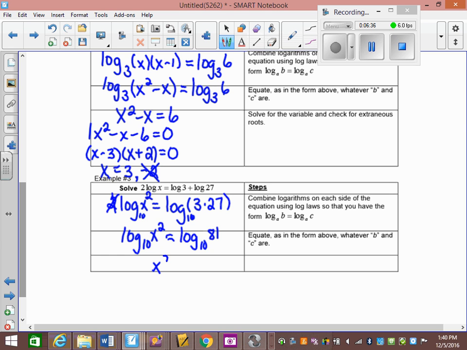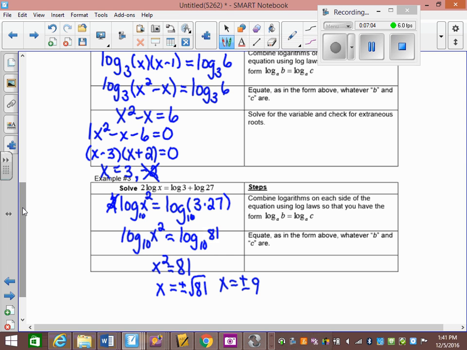So x squared equals 81. Remember, when I square root, what do I have to do? Plus or minus. The square root of 81 is plus or minus 9. Now, some people say negatives are always out. Well, you can't always say that, because let's say, for example, it was x plus 3 and you got negative 2. Negative 2 plus 3 is positive 1. You'd still be okay.